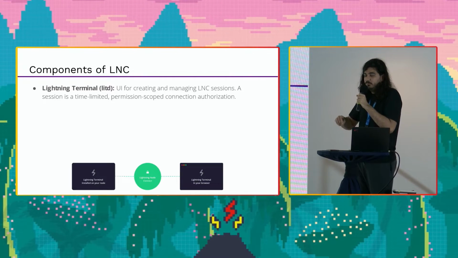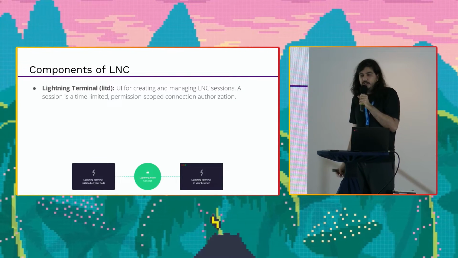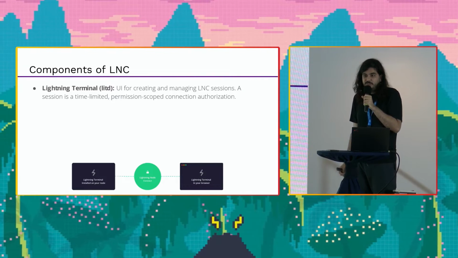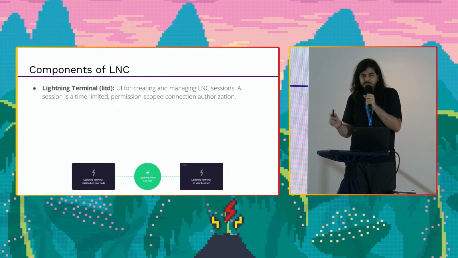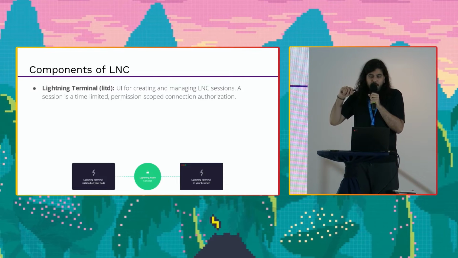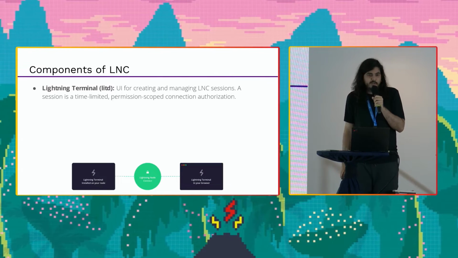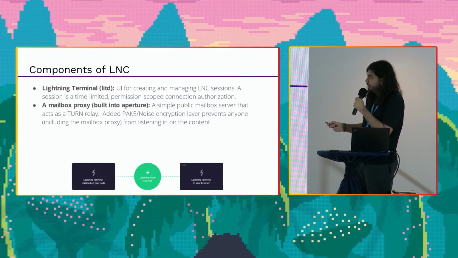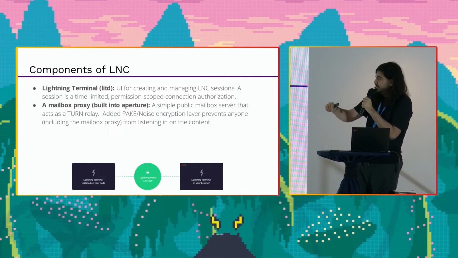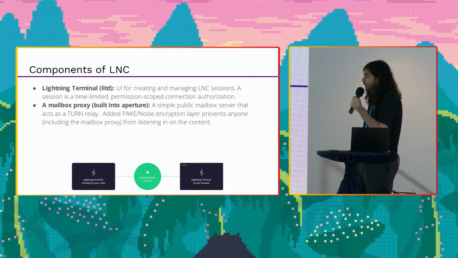And this is a really simple way. The way the user connects their node to the applications and websites is really simple. They just need to create the sessions. They will have 10 words that they will copy and paste to the website or application, and then they will have a connection that will be done through an intermediate proxy, which is also built on Aperture.